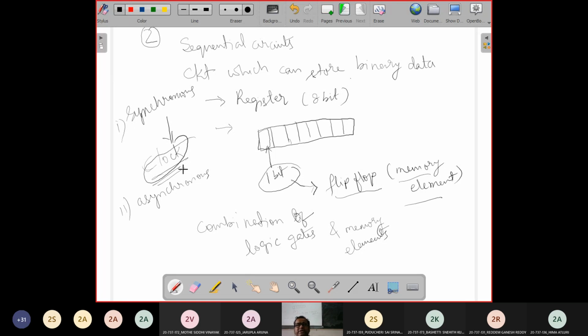One is referred to as synchronous sequential circuits, the other as asynchronous sequential circuits. Synchronous circuits operate with respect to the clock signal; asynchronous sequential circuits do not operate with respect to the clock signal. This is the entire discussion we are going to make in this course. In the entire course of this semester, we are going to understand how you can design various combinational circuits and various sequential circuits.